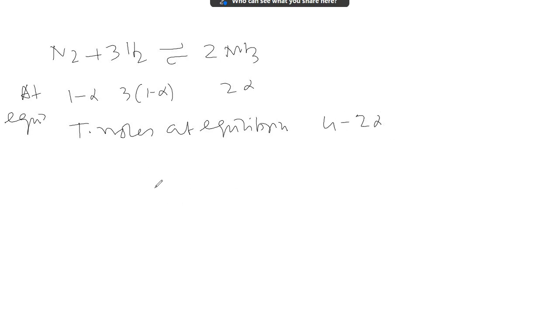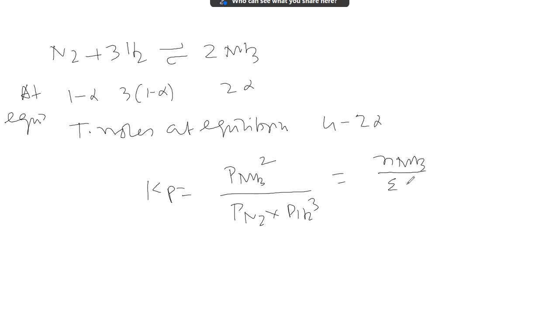Now, Kp is equal to what I have done? PNH3 by PN2 into PH2 whole to the power cube. This P stands for partial pressure because all of them are in gaseous state. It can be written as partial pressure is equal to moles of NH3 by sigma n into P, where sigma n means summation of n and P is the total pressure.